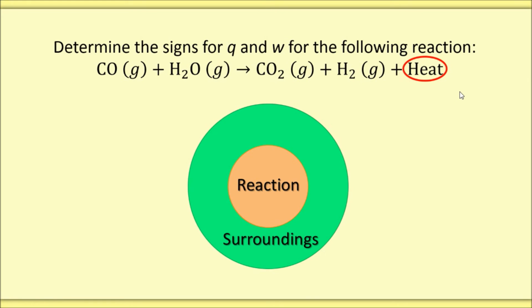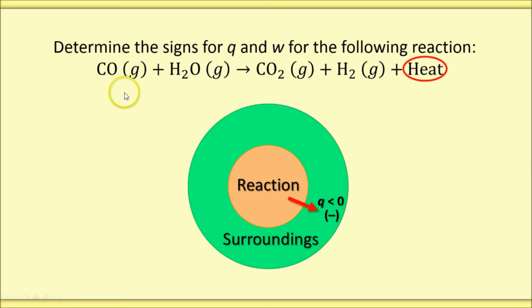So I hope by now you can see where this is going. Heat is on the product side. That means the reaction is releasing heat to the surroundings. So heat is going from the system to the surroundings, which makes Q negative. We're going to do the same thing we did in the previous two examples with the moles of gas. So we identify every place where there is a gas, and we add up the moles on both sides.